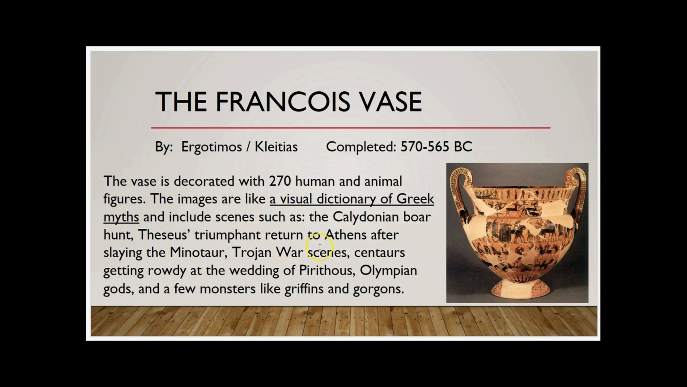Theseus' triumphant return to Athens after slaying the Minotaur, Trojan War scene, centaurs getting rowdy at the wedding, and Olympian gods, and a few monsters like griffins and stuff on there too.